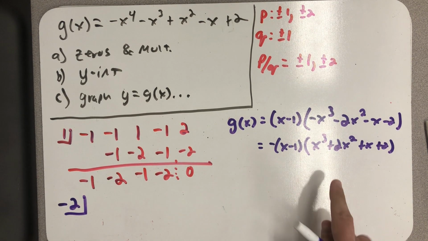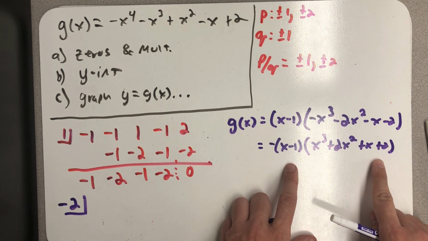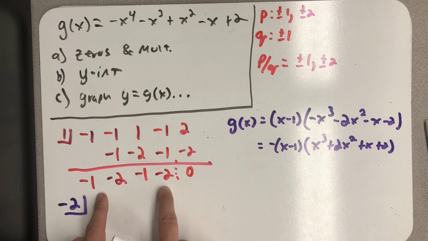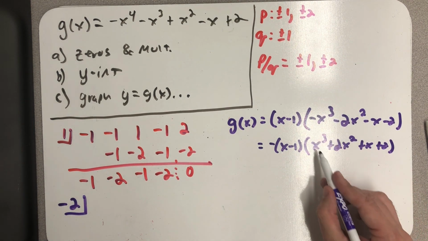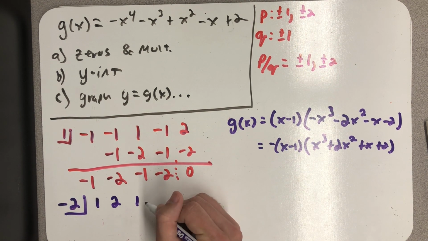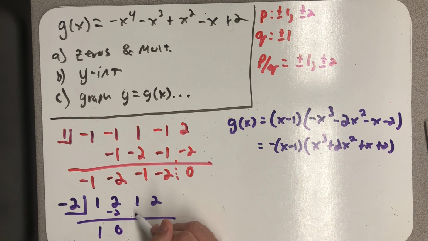So I can see if -2 goes into this polynomial, because it certainly doesn't go into the x minus 1 part. You could also use these coefficients from before I took the minus out. Either way would work. But since I've gone on and factored that minus out, I'm going to use these coefficients. 1, 2, 1, 2. I'm going to do the synthetic division. And I do get a remainder of 0.